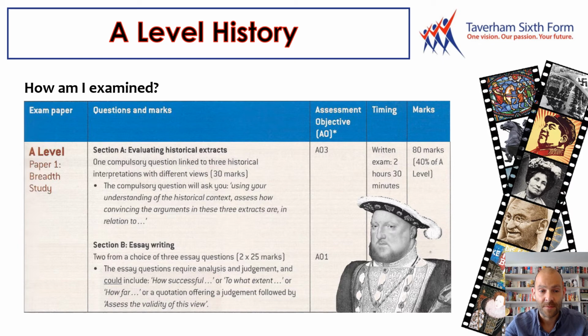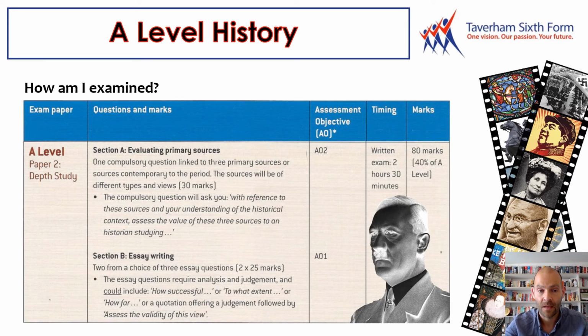So on Mr. Williams' paper 1 on the Tudors, you can see there you have 3 questions. The first question is a compulsory historical interpretations question, which will always be worded in that way: using your understanding of the context, assess how convincing the arguments are, and you'll have 3 extracts to help you with that. And then you have a choice of 2 out of 3 essays, all starting with how successful, to what extent, or how far, and you have to reach a conclusion on your judgment.